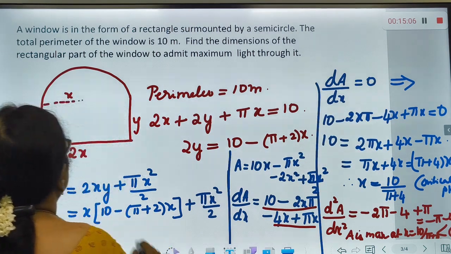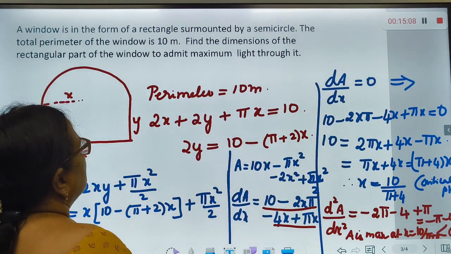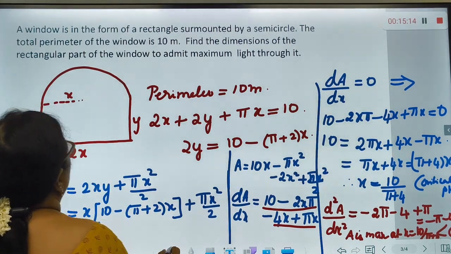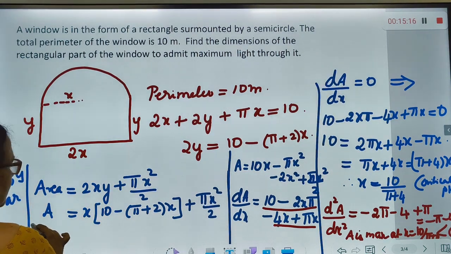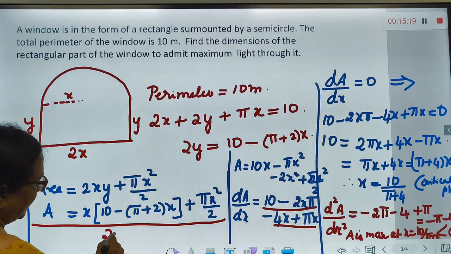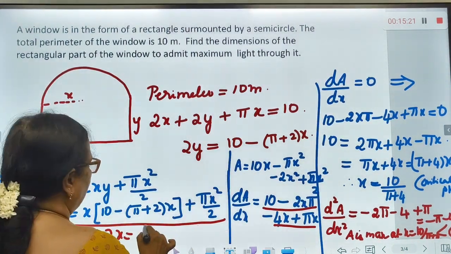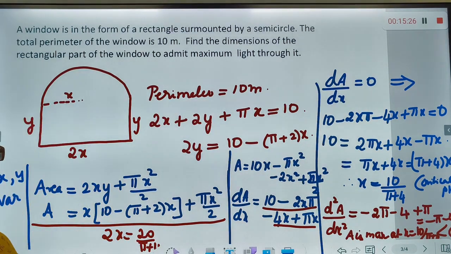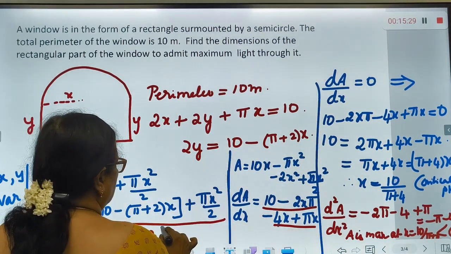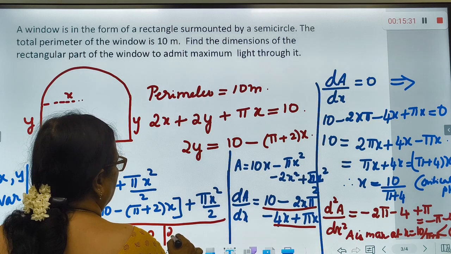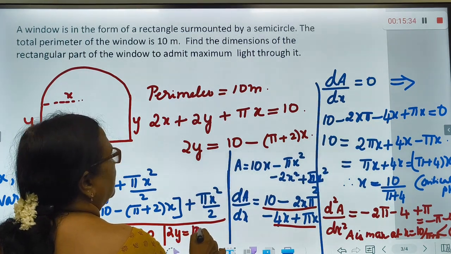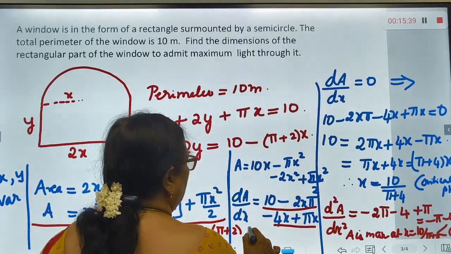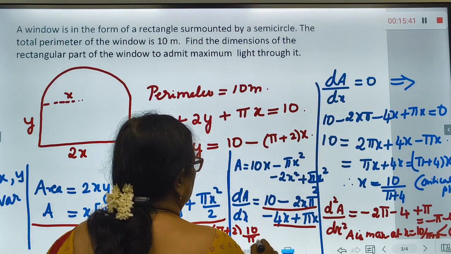So if x, what are the dimensions? 2x and y. So the dimensions are 2x and y. Now 2x, what will be 2x? 20 by pi plus 4. Now how will you write down y? 2y is this. So 2y is equal to 10 minus pi plus 2 into x. X is what? 10 by pi plus 4.